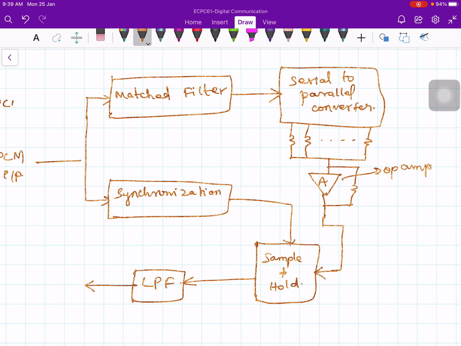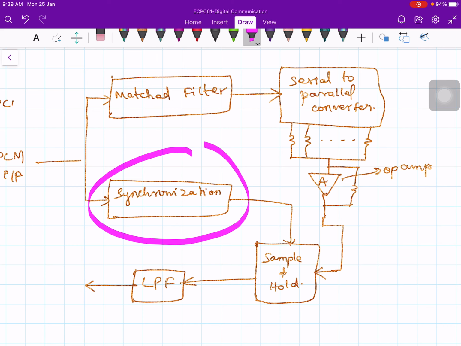Now the important different thing here is this block, synchronizer, okay, which I have not talked about so far. But the synchronizer is very crucial to any digital communication system. Not only in PCM, whatever digital communication we are going to talk about in the future, synchronization is very, very important. And this in fact makes the digital communication receivers much more complex than the corresponding analog communication receiver, because of the synchronization part.